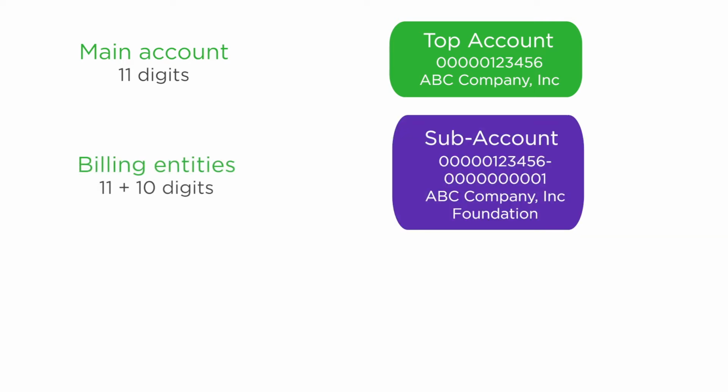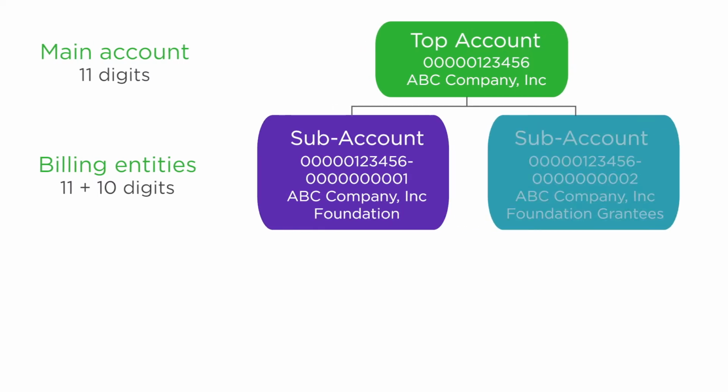Your sub-account represents billing entities. Sub-account numbers include your top account number, followed by a separate 10-digit number unique to a billing address. Multiple sub-accounts are only necessary if you require multiple bills. For example, you'd have multiple sub-accounts if you have different billing contacts for certain populations, bills are sent to multiple addresses, or you have more than one billing cycle.